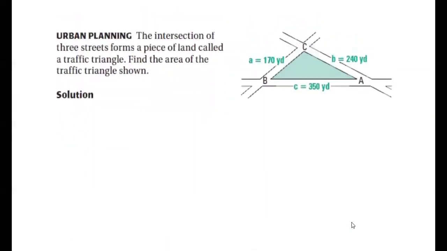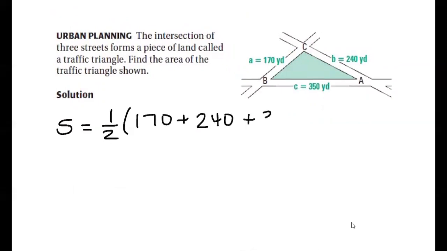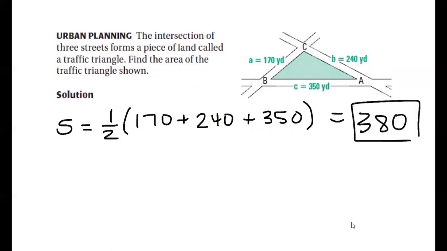For this particular problem, it says the intersection of 3 streets form a piece of land called a traffic triangle. Find the area of the traffic triangle shown. So we obviously have sides. We don't have two sides and an included angle, so we have to use Heron's formula. And so we'll start by calculating what S is. S is the semi-perimeter, so it's 1/2 of 170 plus 240 plus 350. And half of 170 plus 240 plus 350 is actually 380, okay?